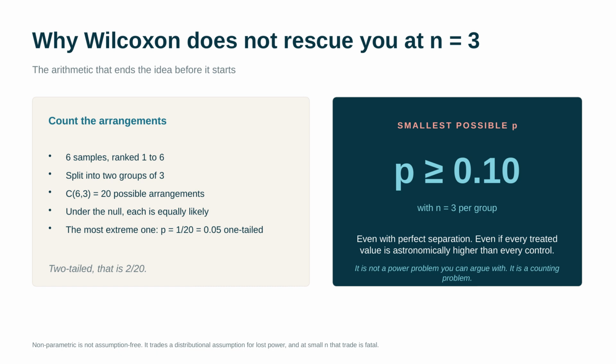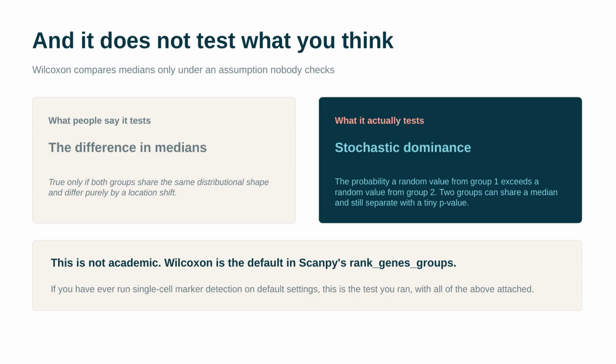is fatal. There is a second misconception worth clearing up while we are here, because it changes how you report your results. People say the Wilcoxon test compares medians. It does not, except under an assumption almost nobody checks. What it actually tests is stochastic dominance, the probability that a randomly drawn value from group 1 exceeds a randomly drawn value from group 2. Those are different questions. You can construct 2 distributions with identical medians that a Wilcoxon test separates with a tiny p-value, because the shapes differ.